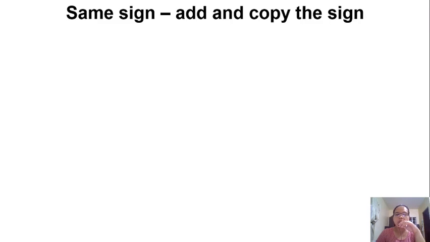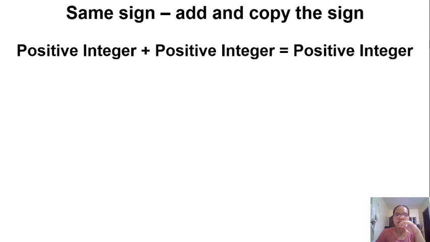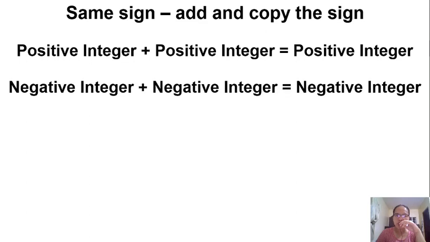So if we have two addends with the same sign, we simply add and copy the sign. So two positive integers, the sum is a positive integer. And the sum of two negative integers is also a negative integer.